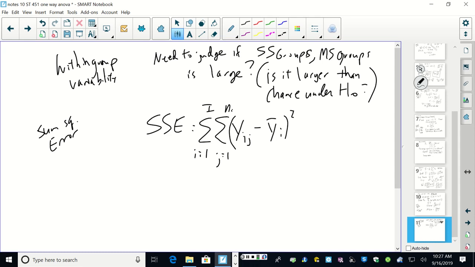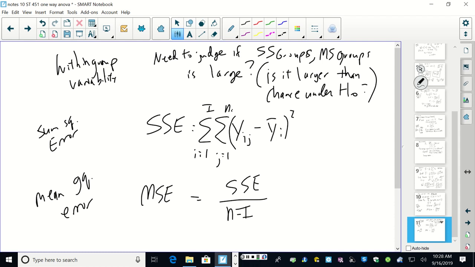So within a group, it compares its measurement to its average. We square them so that they're all positive, and add up all those deviations across the groups. But again, that's going to grow with the sample sizes. So mean square error is that sum of squares error divided by n minus I. This is the same as the S squared pooled that we talked about as a measurement of the overall variability.